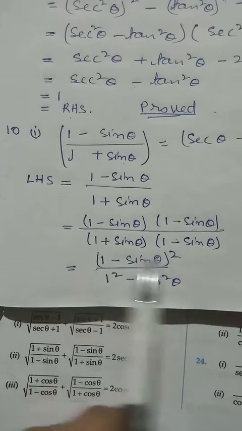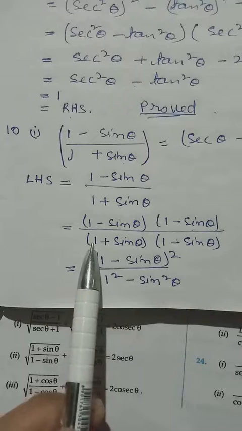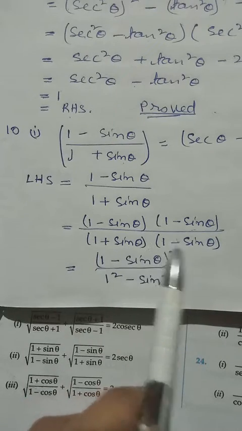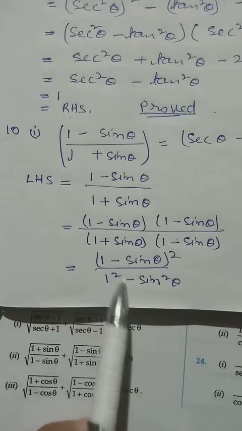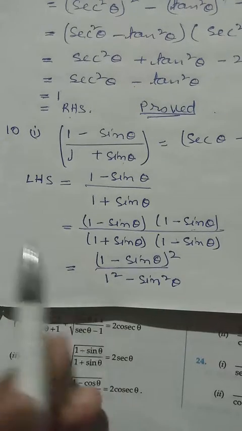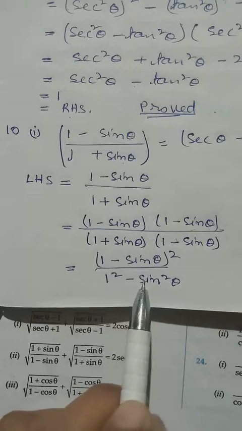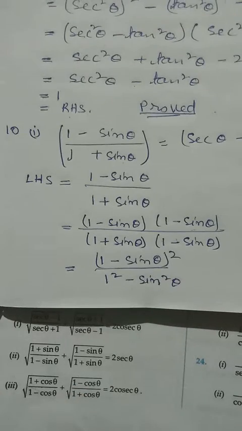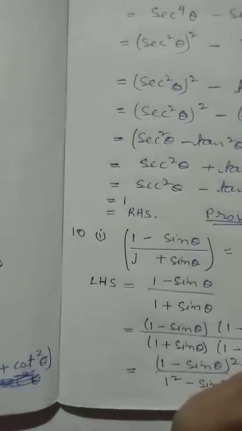Then down we have 1 plus, 1 minus. We can apply the formula a plus b, a minus b, which is equal to a square minus b square. 1 into 1, 1. So from identity, 1 minus sine square theta, we can say it will be equal to cos square theta.